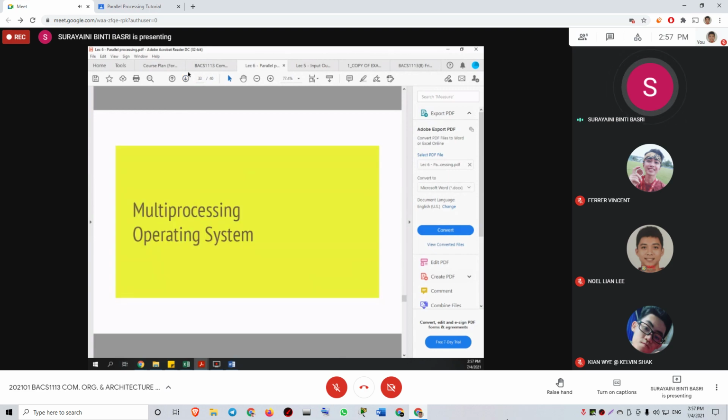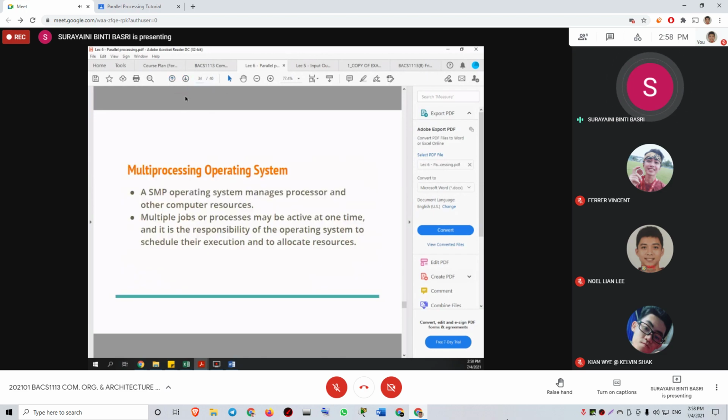We proceed to the multi-processing operating system. The multi-processing operating system is the operating system that applies the SMP architecture. So the multi-processing operating system is an SMP operating system.